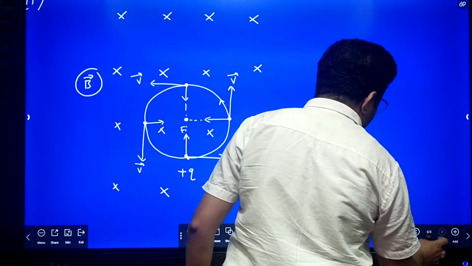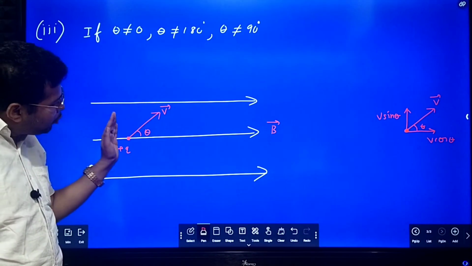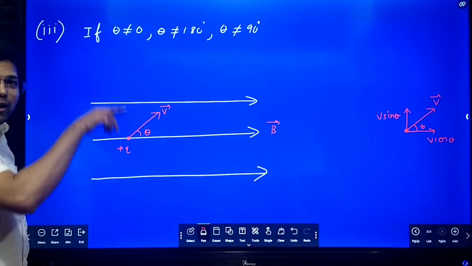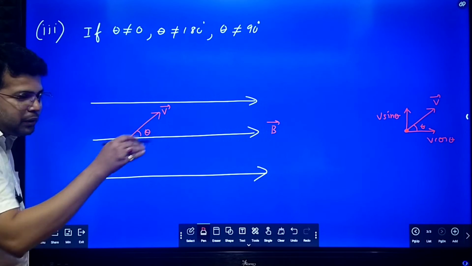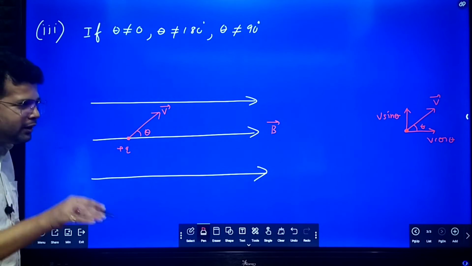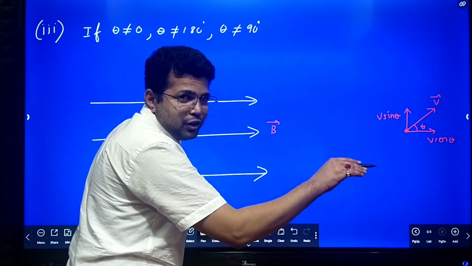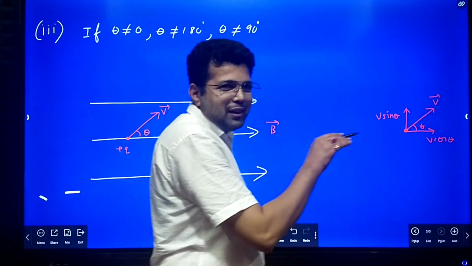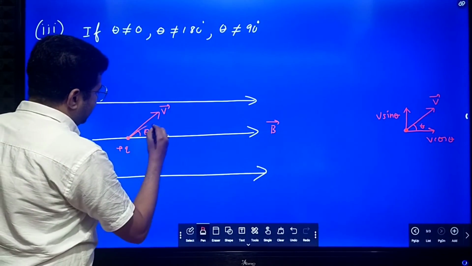So therefore, in this case, v cos theta will be responsible for the motion of the charged particle along the magnetic field. V sin theta will be responsible for the revolution. Now what is happening? V sin theta is responsible for centripetal force, and due to V sin theta, the charged particle should go like this because it is the vertical component. Due to V cos theta, the charged particle should go along the direction of magnetic field. So as a result, the charged particle will move like this. The charged particle will move in a helical path.